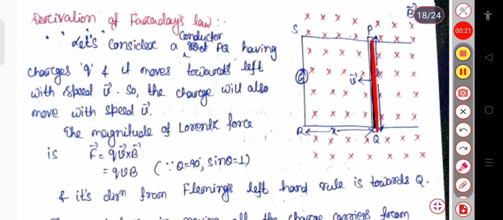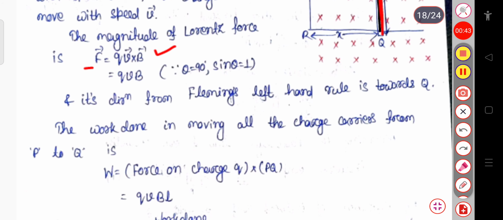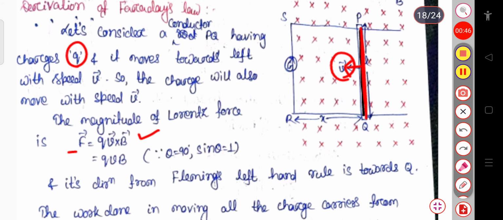Since it is a conductor, it will have some free charges, suppose Q, and these charges are moving towards the left, having the velocity v. According to the Lorentz force, the magnitude of the force will be F equal to Q v cross B. Here you can see the velocity of the particle is towards the left, and the cross lines are your magnetic field, that is, the magnetic field is into the paper.